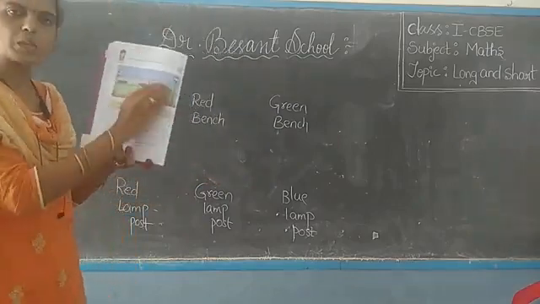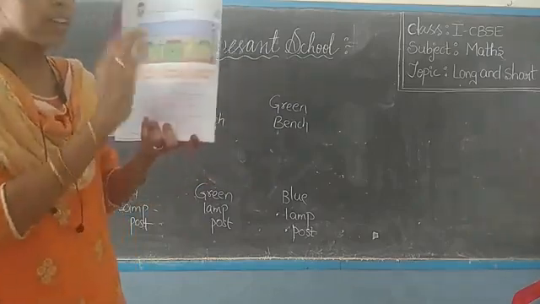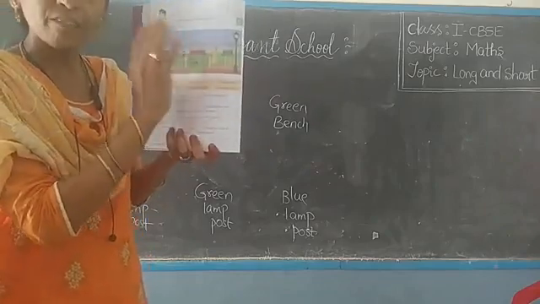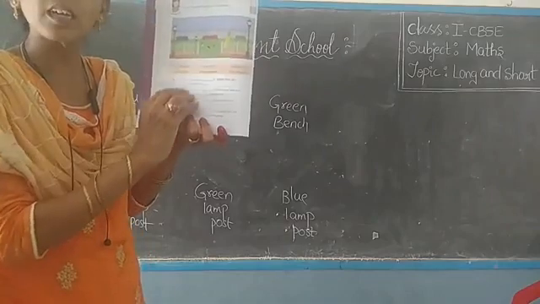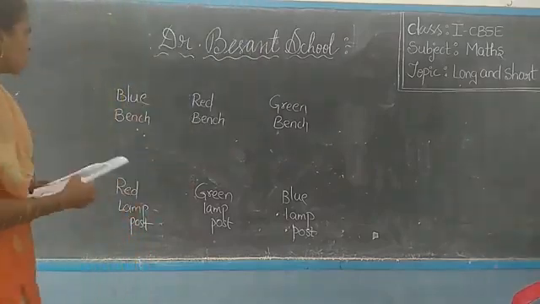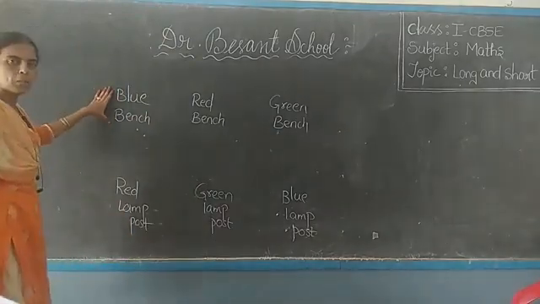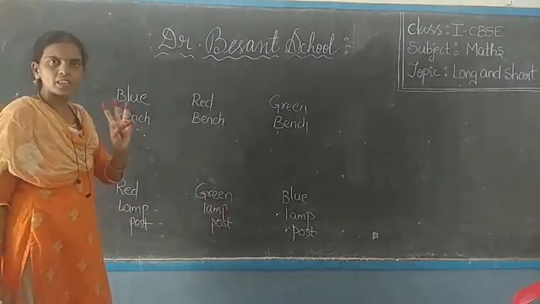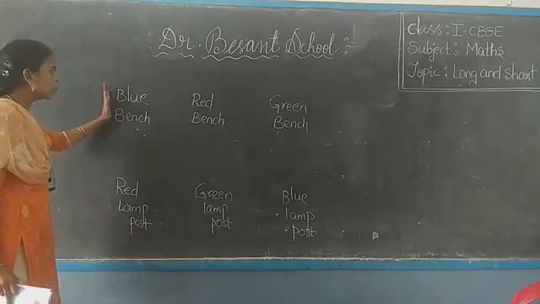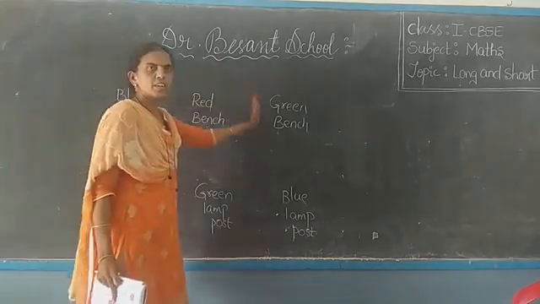So based on this situation, they have given some blanks. After observing this picture, we have to answer these fill in the blanks. Okay, children. First of all, observe the benches part. So there are 3 benches, as you have said. Which colors? Blue, red and green.